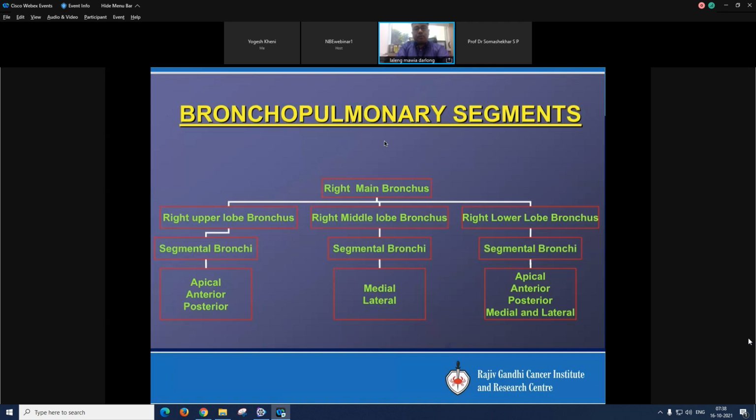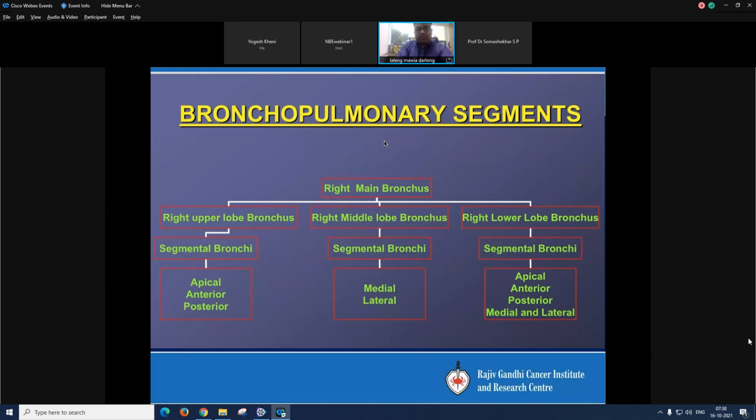Now coming to the bronchopulmonary segments, the lung after the lobes is again divided into bronchopulmonary segments. We've got 10 on the right side and 9 on the left side. This is for the purpose of calculating the lung volumes and PPO FEV1 that we do in some pre-op cases.